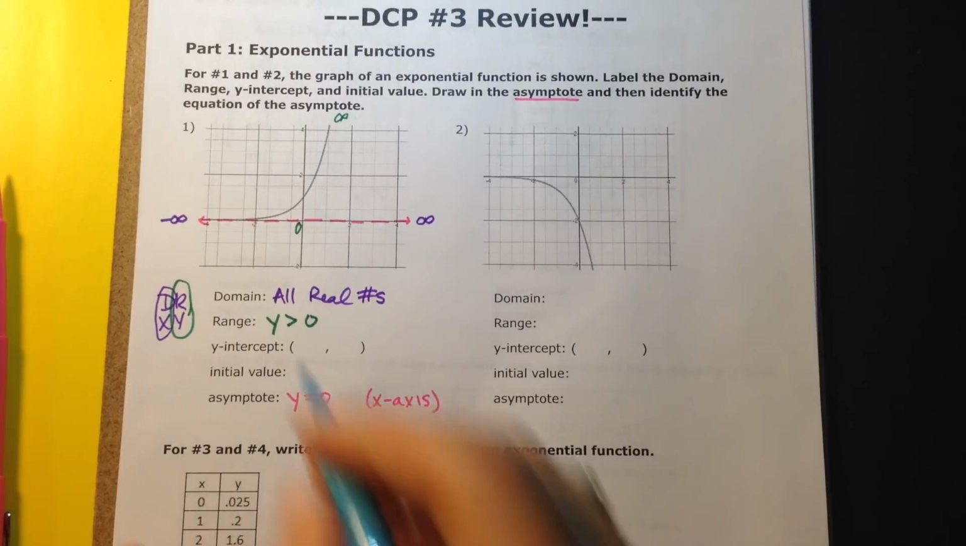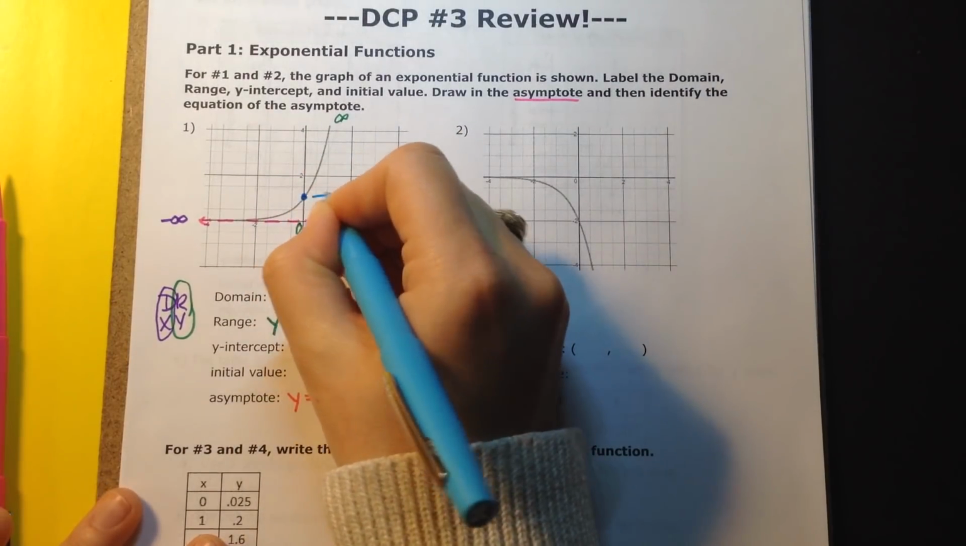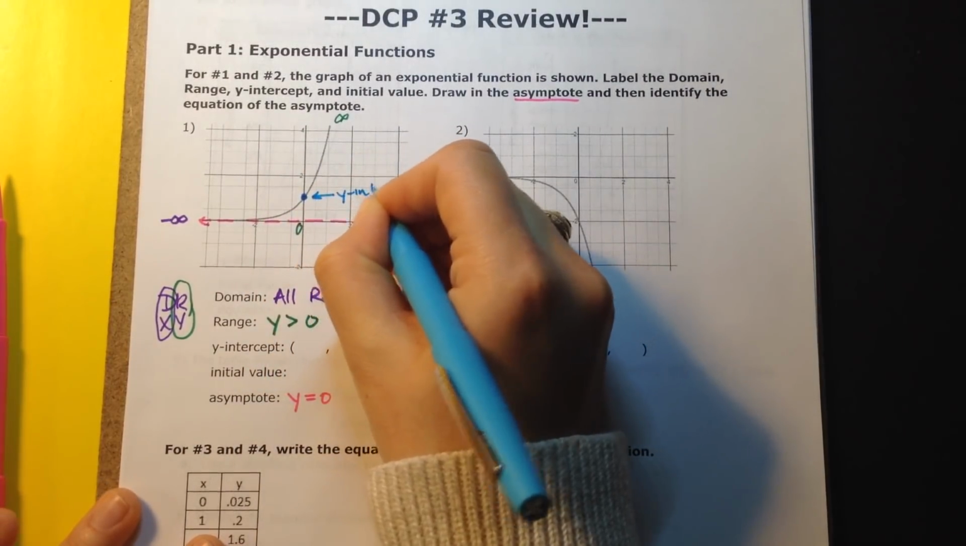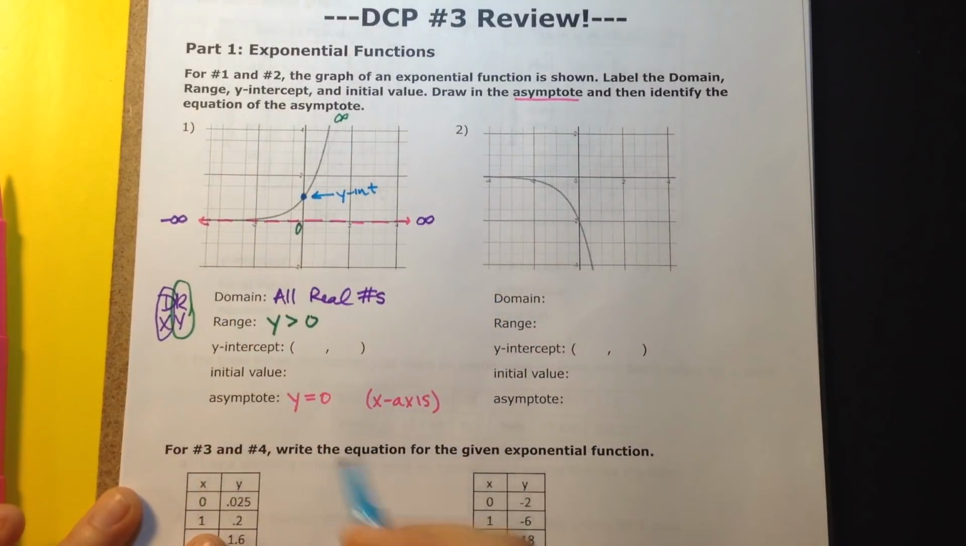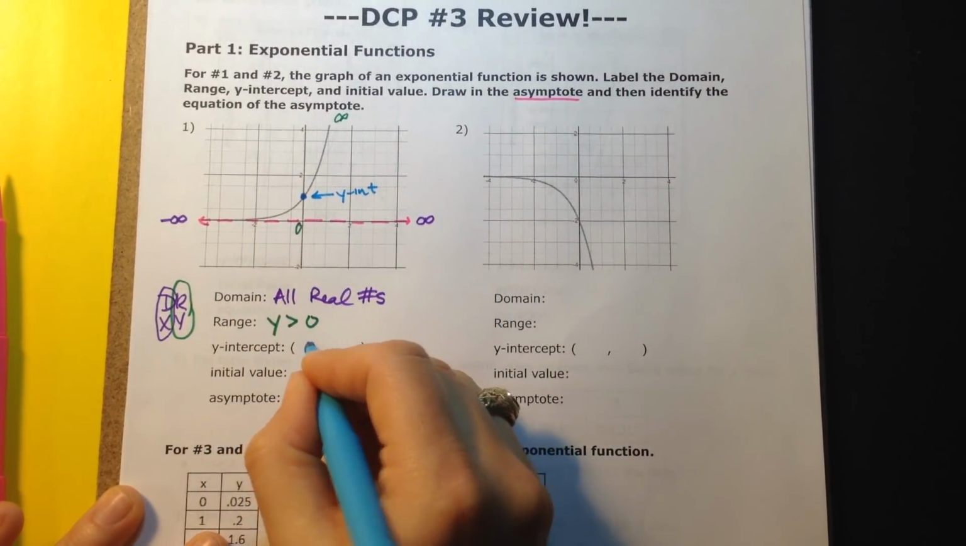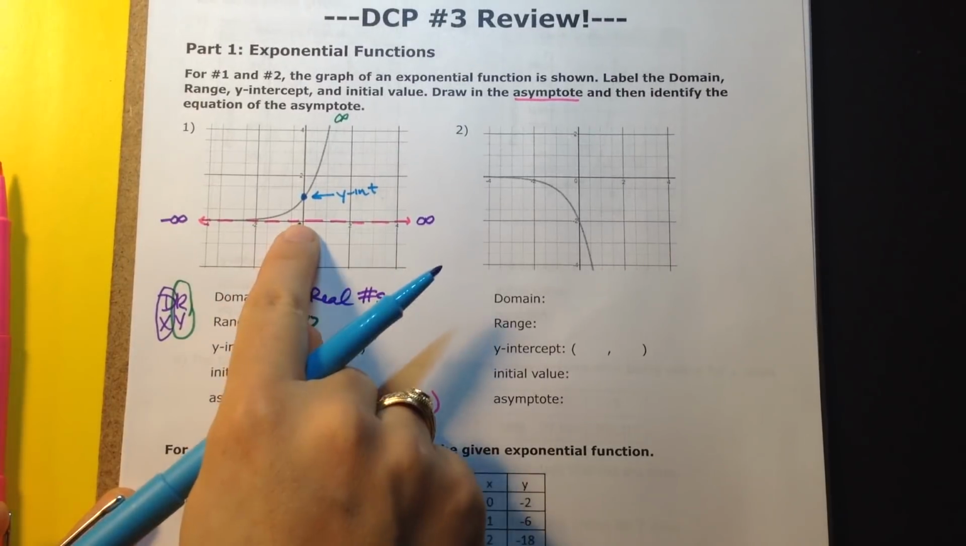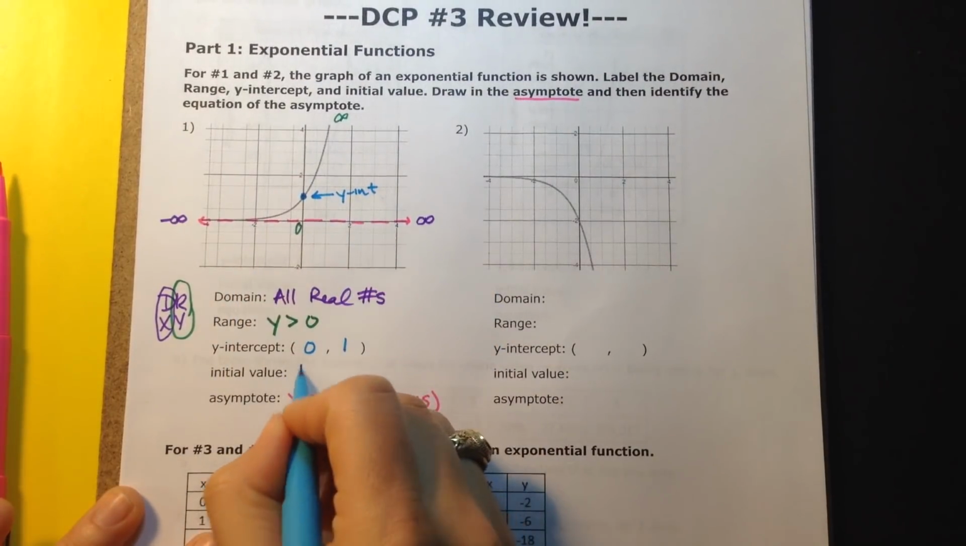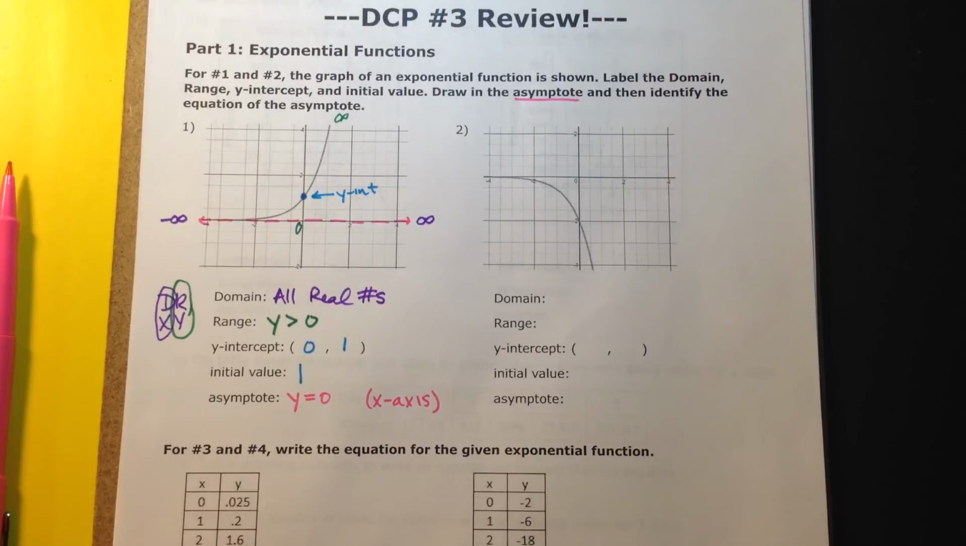The y-intercept's easy. We can always identify it on the graph. That's the y-intercept because it's where it crosses the y-axis. And for us, the y-intercept is (0, 1). In between 0 and 2 is 1. Therefore, my initial value of this function is 1. Whatever the y-intercept is, your initial value is as well. It's a great way to eliminate answer choices.